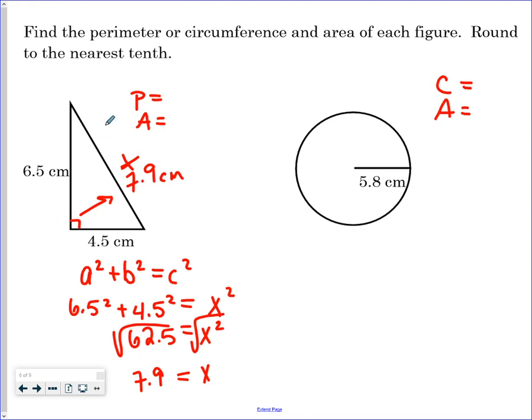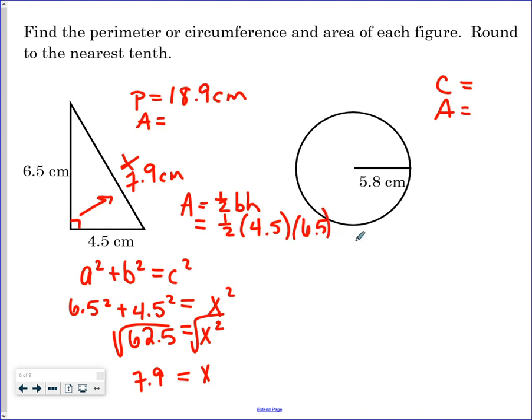So now that I have all three sides, don't I just add them up? Right? So use your calculator. Take 6.5 plus 4.5 plus 7.9. And what do we end up with for the perimeter here? 18.9 centimeters-ish, right? I rounded, but that's okay. All right? For area, what is the formula for the area of a triangle? 1/2 base times height. Very good. What's the base of this triangle? 4.5. What's the height? 6.5. So you're literally just going to plug that in and round to the nearest tenth, please.